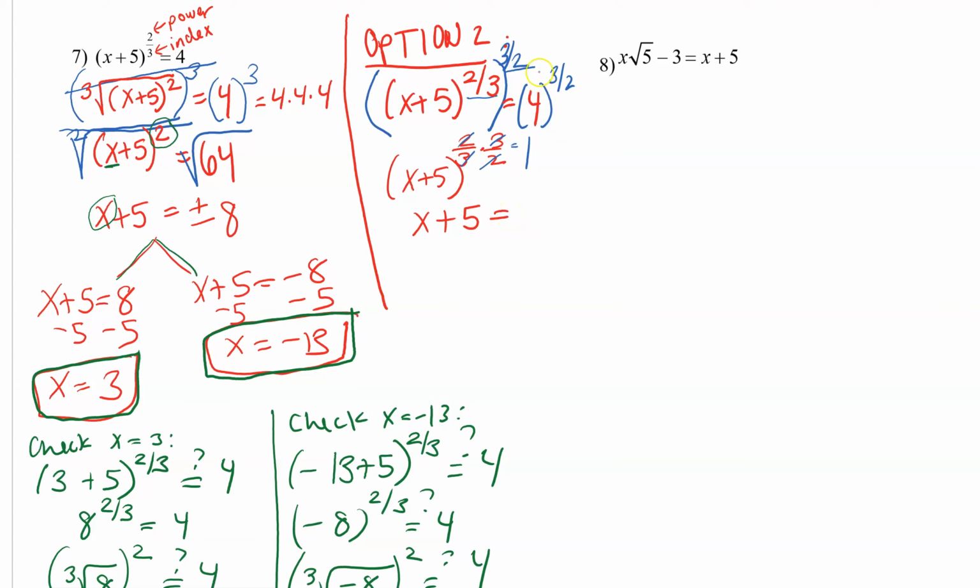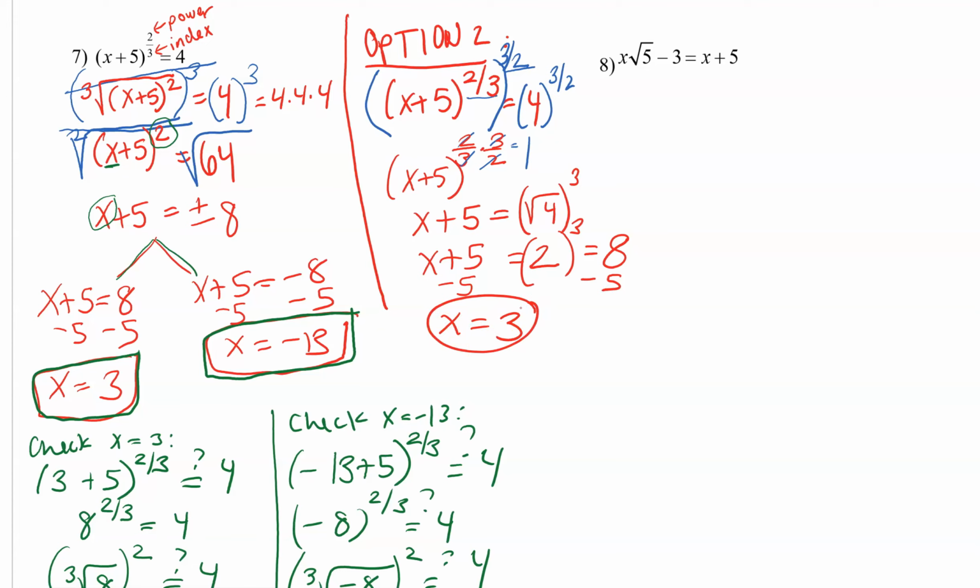And then 4 to the 3/2 gives us the square root of 4 cubed. So then I get x + 5 equals the square root of 4, which is 2 cubed, and then that equals 8. So I get x + 5 equals 8, and then I can subtract to get 3. Well, it didn't actually find both of our solutions, so that's interesting. It only found one of the solutions, so you would have to go about it the first way to get both. But it is one option for finding one of the solutions.